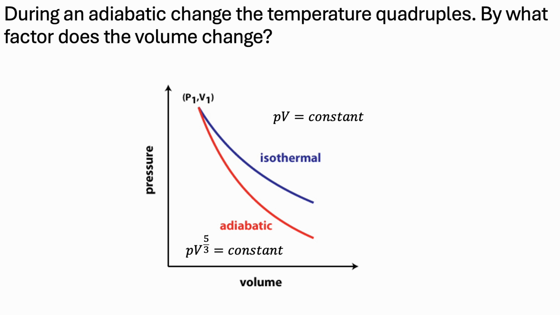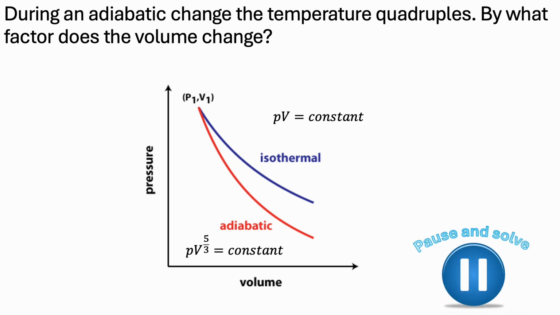During an adiabatic change, the temperature quadruples. By what factor does the volume change? Okay, so you need to figure out what is going on here. So a couple of different equations involved. So pause the video and then try and solve it afterwards.